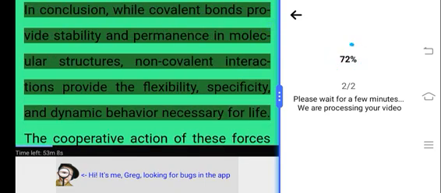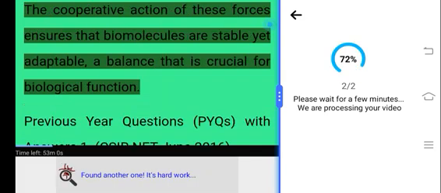In conclusion, while covalent bonds provide stability and permanence in molecular structures, non-covalent interactions provide the flexibility, specificity, and dynamic behavior necessary for life. The cooperative action of these forces ensures that biomolecules are stable yet adaptable, a balance that is crucial for biological function.